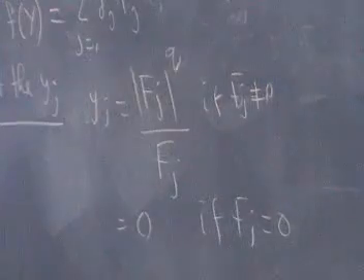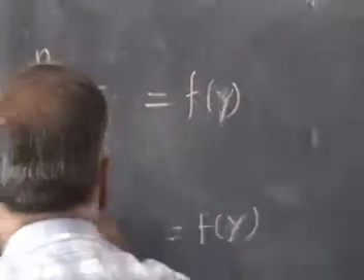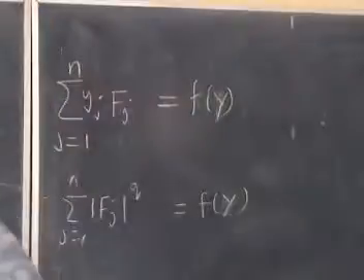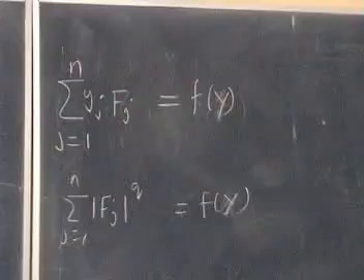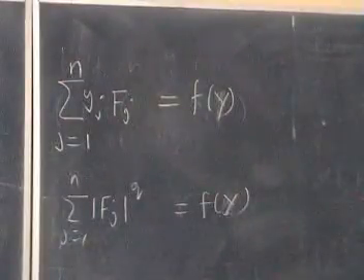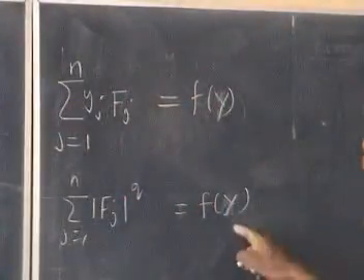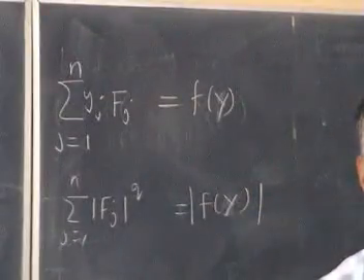And therefore, this is equal to summation j equal to 1 to n mod fj to the power of q, by our definition of yj's. Well, at least when fj's are not 0, this fj and that fj cancel. But when fj's are 0, well, anyway the term is 0, so it's irrelevant, and yj's are 0. So this is equal to f of y, which is a positive quantity. And therefore it is the same as its modulus.